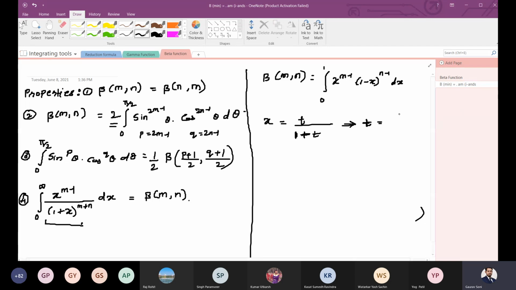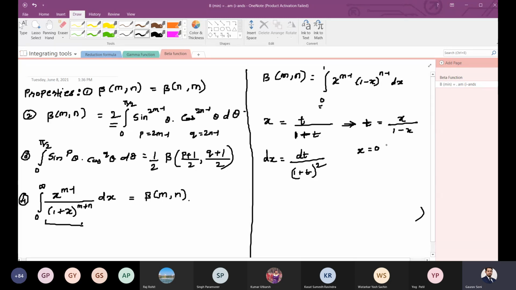So the value of t is x upon 1 minus x. The reason why I have done this is because when you put the value of x, you should get the value of t in order to change the limits. So from this, what is dx? Dx you will get using the u by v rule here, and by u by v rule will give me dt upon 1 plus t square. You can easily use the u by v rule.